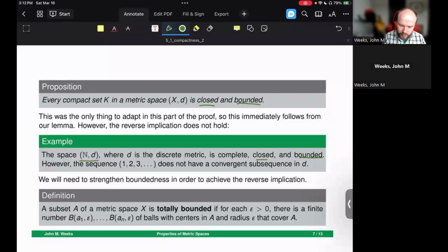However, the sequence 1, 2, 3, and so on does not have a convergent subsequence in the discrete metric. The distance between any point and any other point in the sequence is going to be 1. So there's no convergent subsequence here. So notice that closed and bounded is generally not enough to show that a metric space is compact. In this case, for example, we combined closed and bounded together, but it did not give us a place where every sequence had a convergent subsequence. So we need to strengthen boundedness a little bit to get to that point.